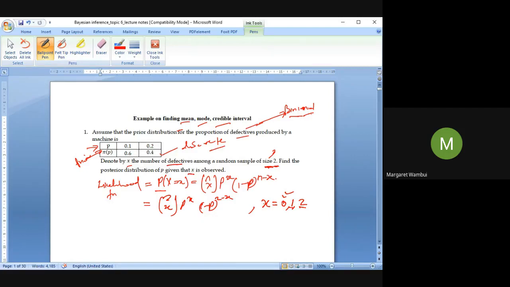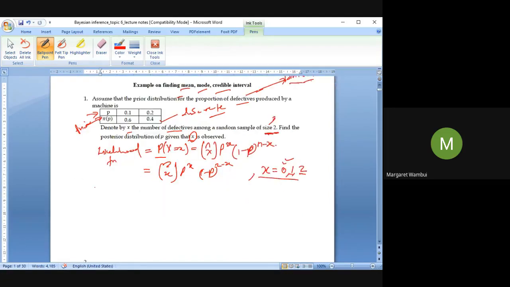So you are already told 13 out of 15 were already observed. But here now you are just saying generally X is observed. So when you are told generally X is observed, you have to look at all the cases, all the options, all the possible outcomes: either no defective item, or 1 defective item, or 2 defective items. So let's take one of the cases here, for example, suppose X is equal to 0.